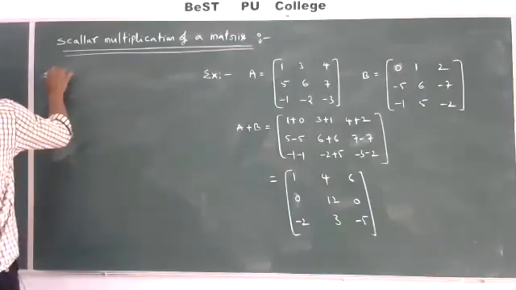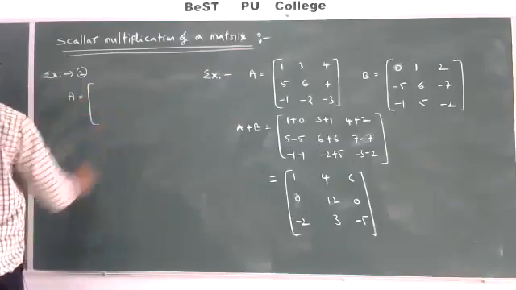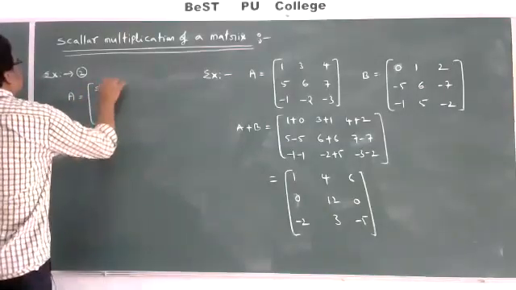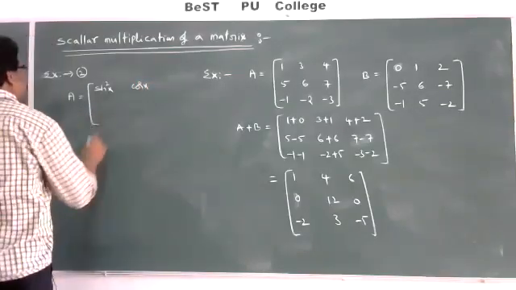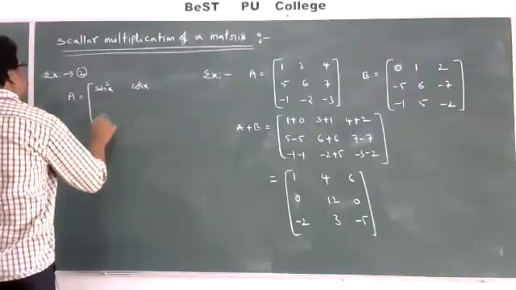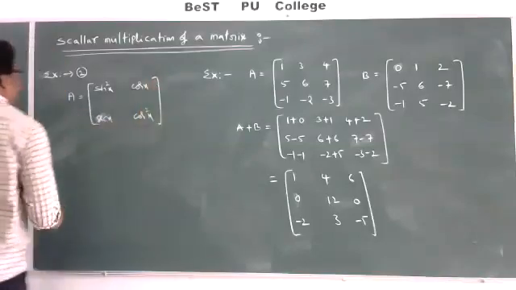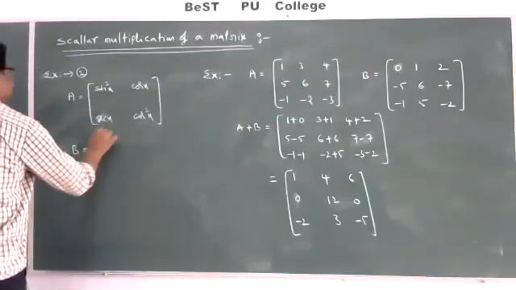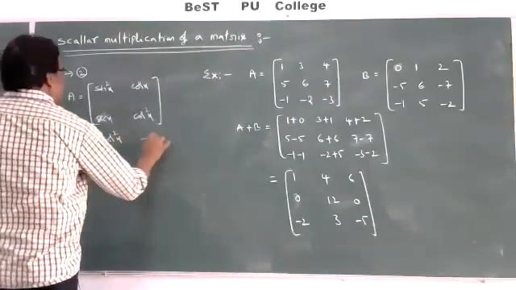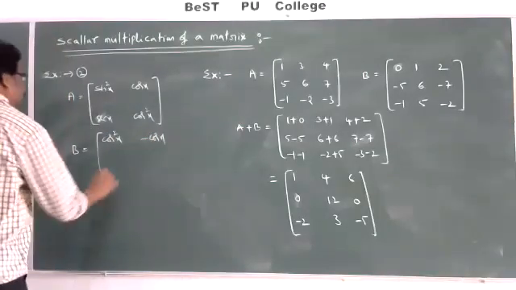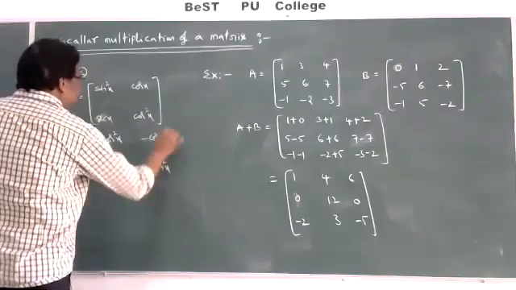Another example, example 2. A is equal to matrix sin square x, cos x, secant x, cos square x. And B is the matrix cos square x, minus cos x, minus secant x, sin square x.